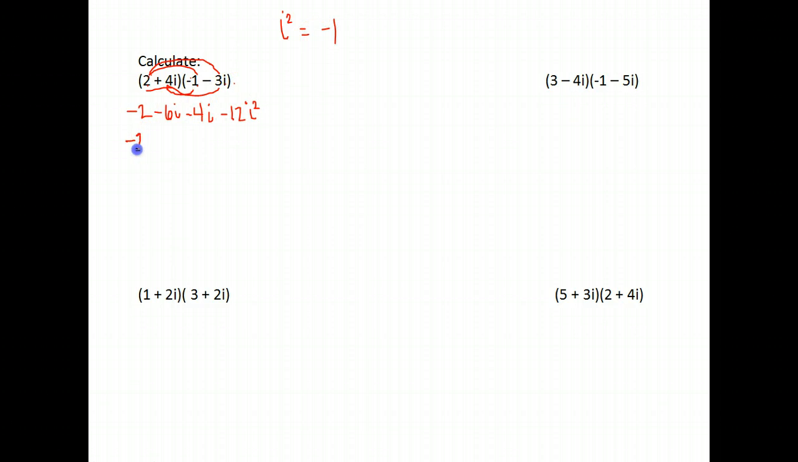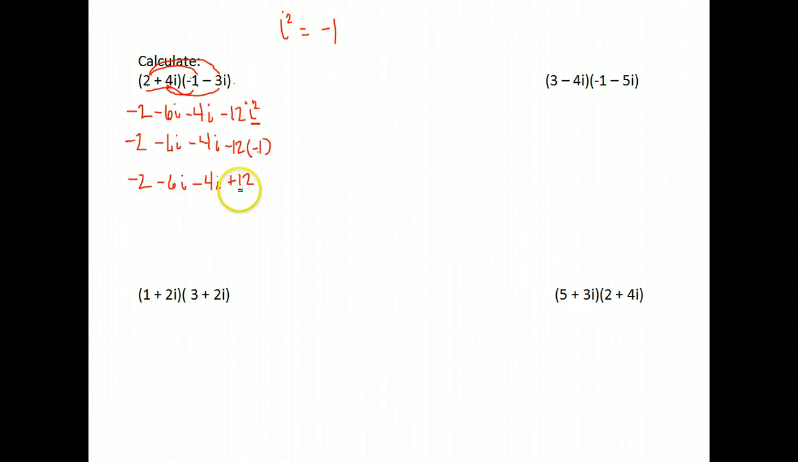So I'm going to rewrite this. I have -2 minus 6i minus 4i, and this would be -12 times -1. I just replaced the i squared with a -1. -12 times -1 is a positive 12. Okay, and in the future you can do that in fewer steps, but I just wanted to make sure you saw how I got that positive 12.